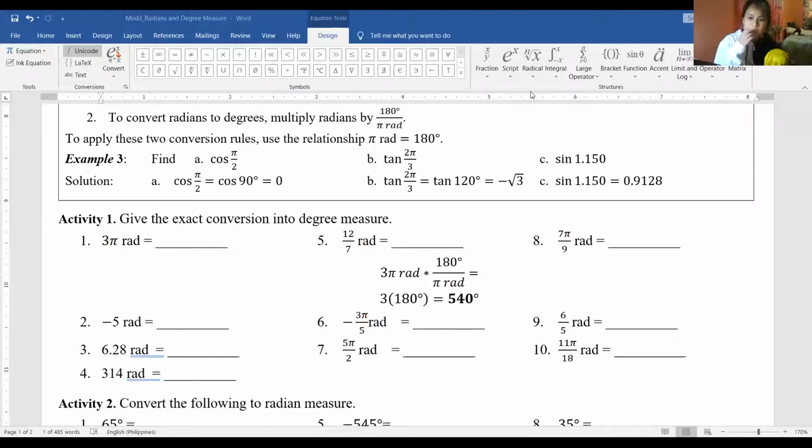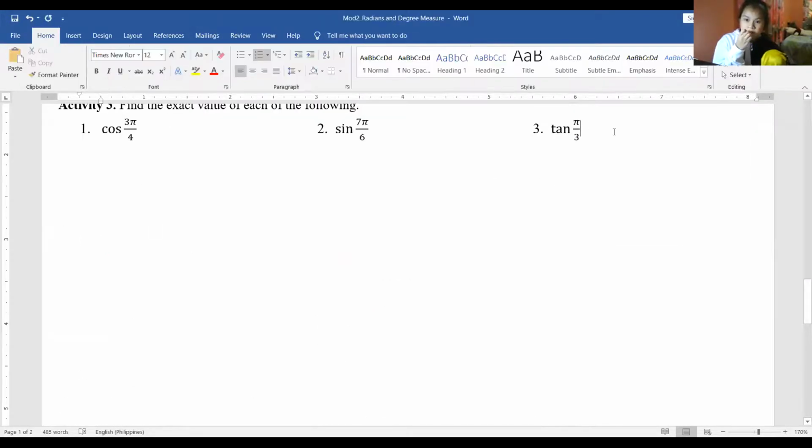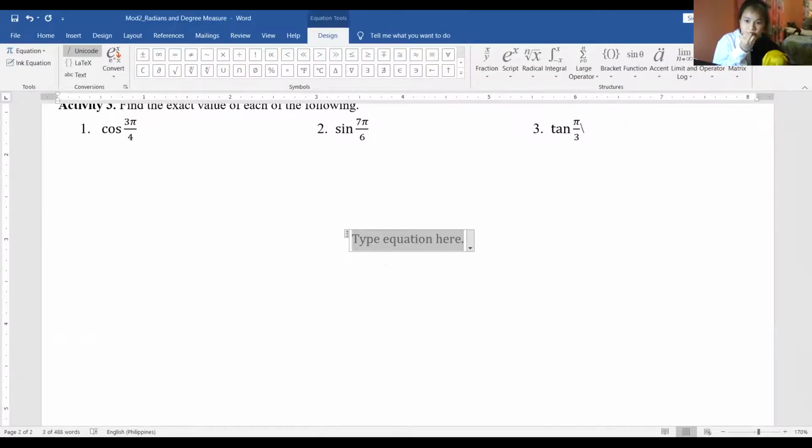This time, I will not use the given. I'll just have it here. Some other examples. Try to check: 2 pi over 5 radian. Convert 2 pi over 5 radian in degree measure. So what will we do? Multiply it by 180 degrees over 1 pi radian.